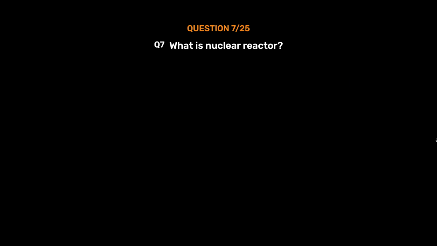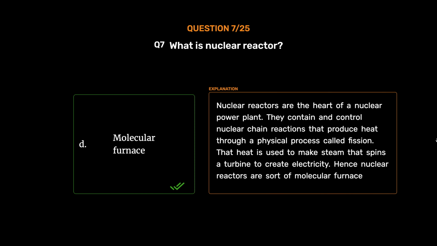Molecular furnace. Nuclear reactors are the heart of a nuclear power plant. They contain and control nuclear chain reactions that produce heat through a physical process called fission. That heat is used to make steam that spins a turbine to create electricity. Hence, nuclear reactors are sort of molecular furnace.